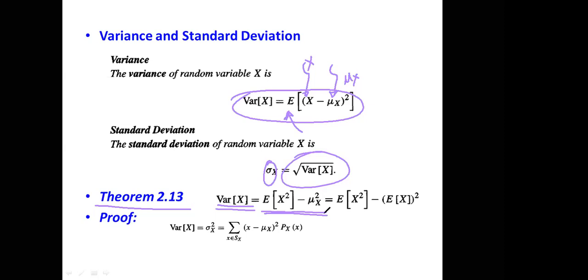How to prove that one? For proving that one, we'll start from the definition of variance. And this definition of the variance is variance of x equals E of (x minus mu x) square. Now, how can we start this proof?